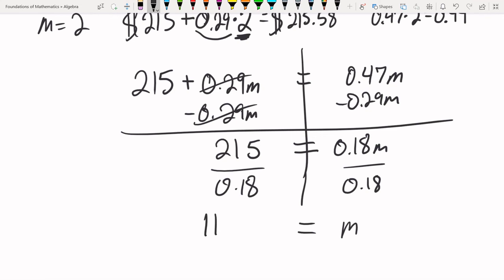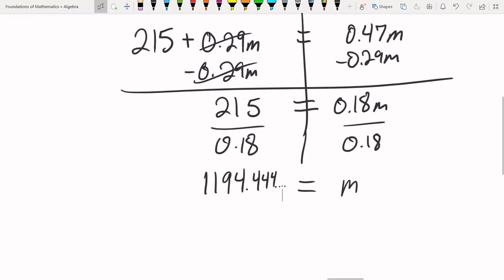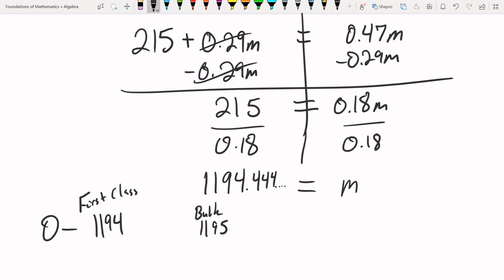I'm getting 194.444 repeating. Of course, you cannot send out 0.44444 of a letter, which means there's actually not a simple breaking point. That means that if you go lower, 1194, first class is still going to be cheaper. If you round up, now you have 1195. This is where the bulk is going to be cheaper. The difference is only going to be a couple cents, but that's the shifting point. So 0 to that, and then that on up to infinity.